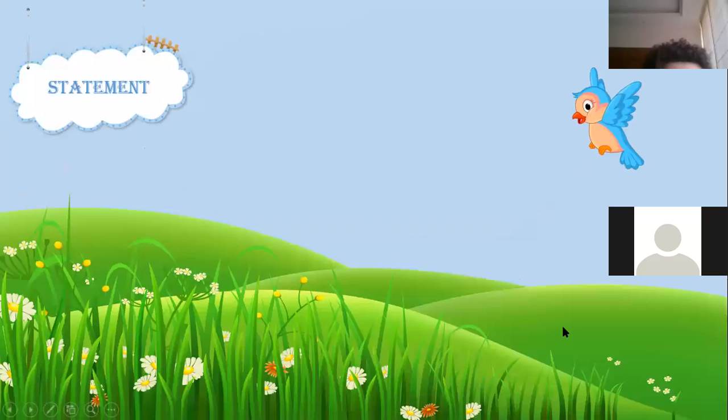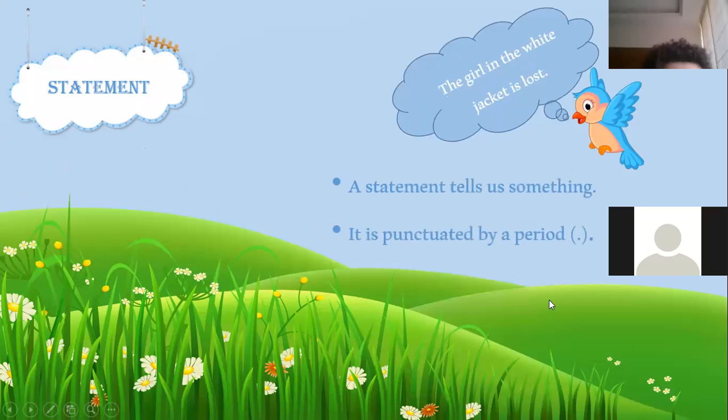We say the statement is the sentence that tells something or gives information. That's how we must define the statement. Like the example here, the girl in the white jacket is lost, and it must end with a period, okay? Okay, Mira?